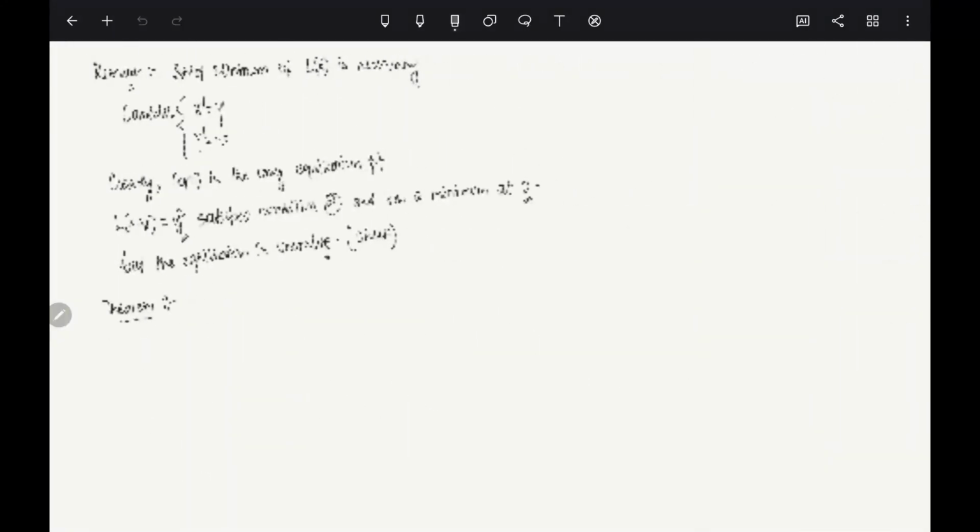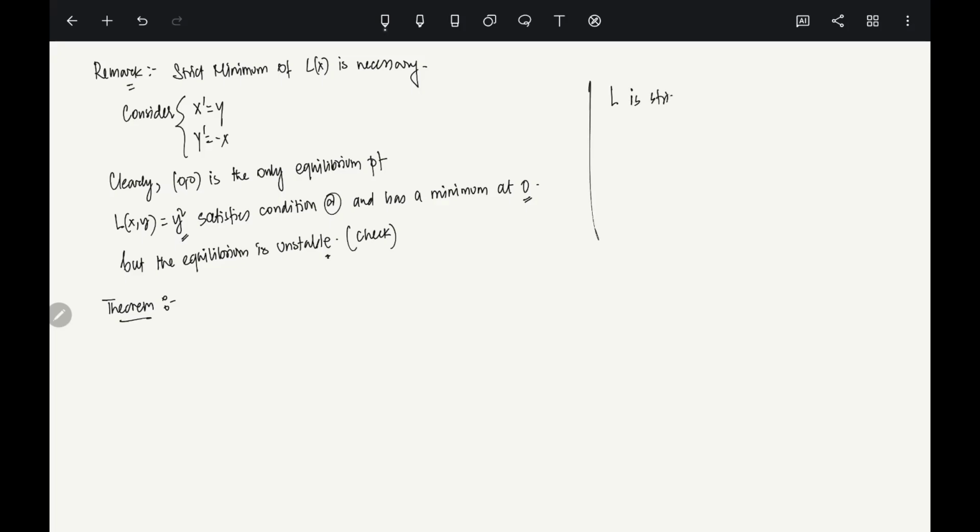Now, what happens if it is strict? If it is strictly decreasing, is it okay? So basically in that case we call L a strict Lyapunov function. Maybe I can write it here. L is a strict Lyapunov function if all conditions of a Lyapunov function hold except condition A.